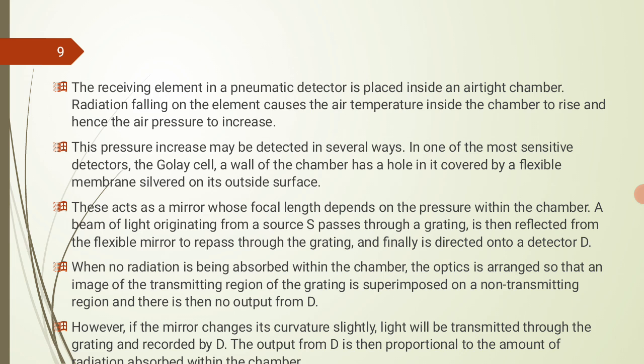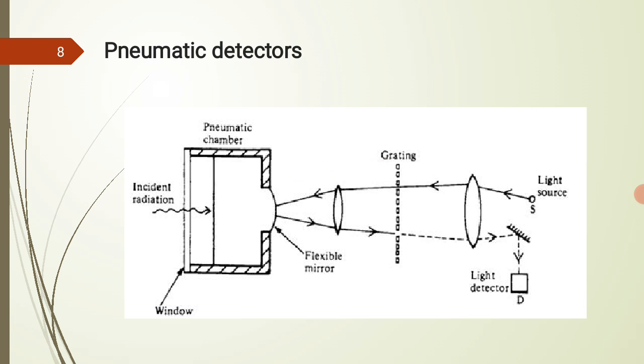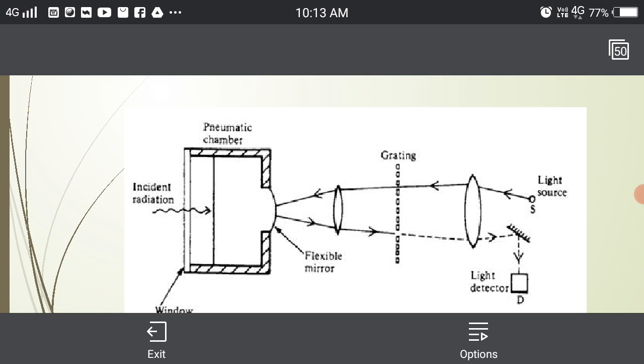When no radiation is being observed within the chamber, the optics are arranged so that an image of the transmitting region of the grating is superimposed on the non-transmitting region, and there is then no output from D. However, if the mirror changes its curvature slightly, light will be transmitted through the grating and recorded by D. The output from D is proportional to the amount of radiation observed within the chamber. This is the working function of the pneumatic detector. Thank you.